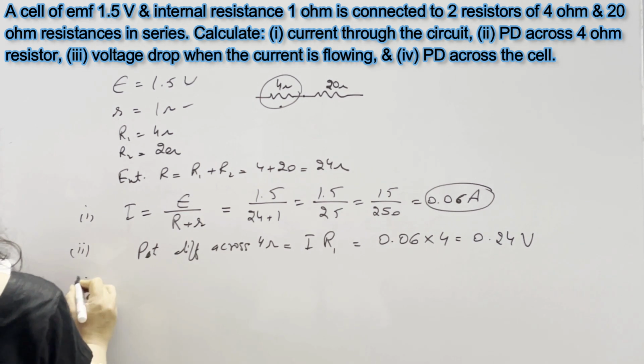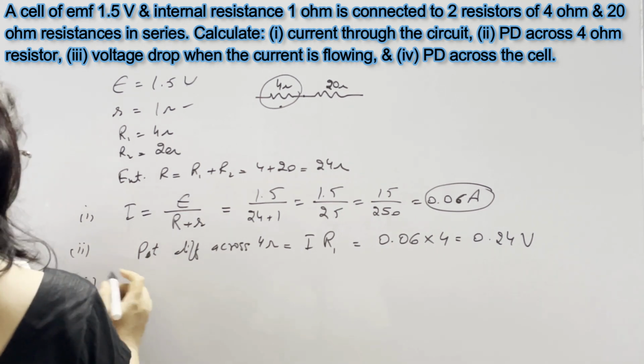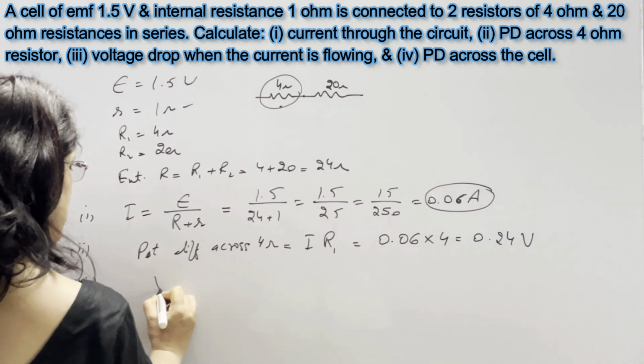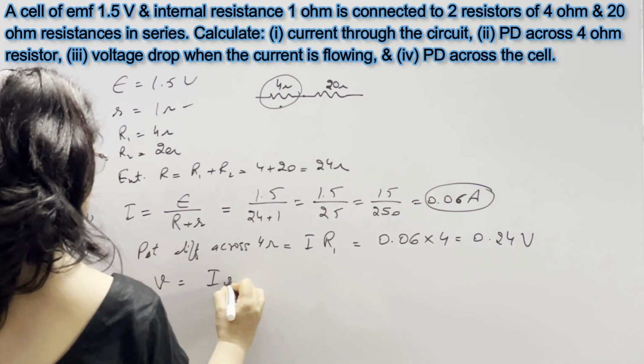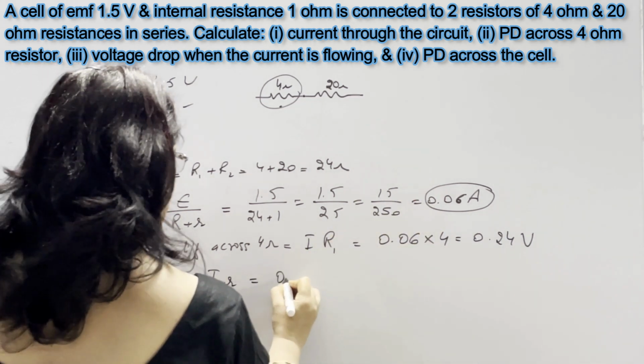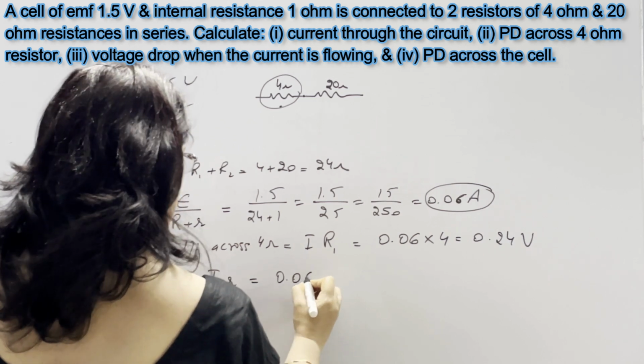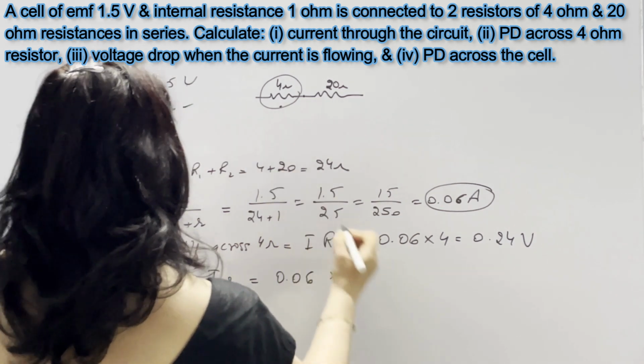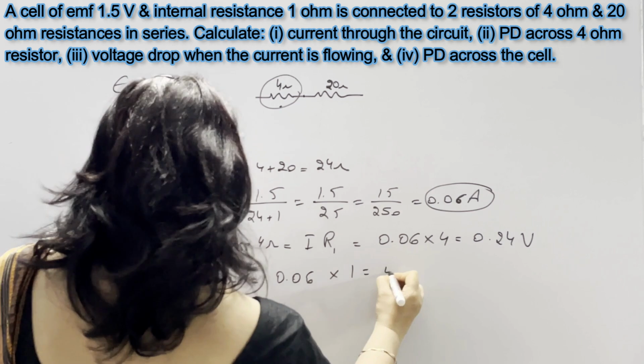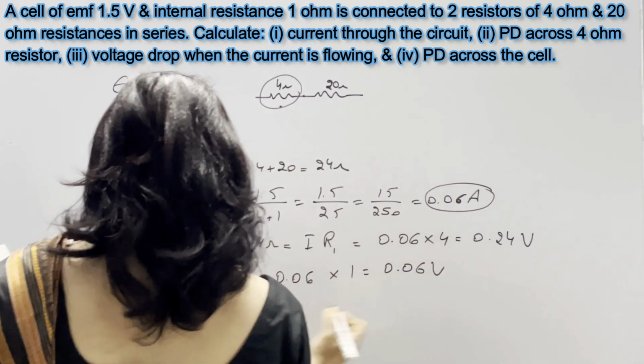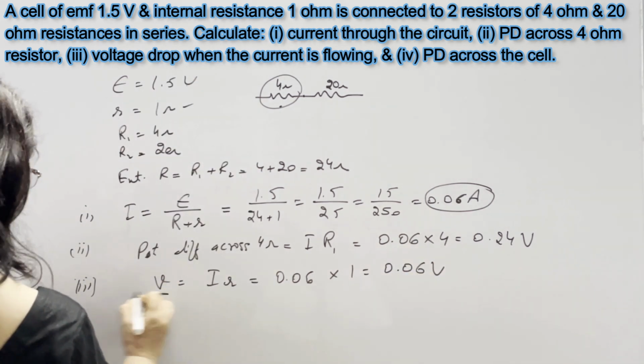In third part, voltage drop. Now for voltage drop, small v is I into small r. Current we have just calculated, 0.06 ampere, and then internal resistance given is 1. So it means 0.06 volt is the voltage drop, small v.